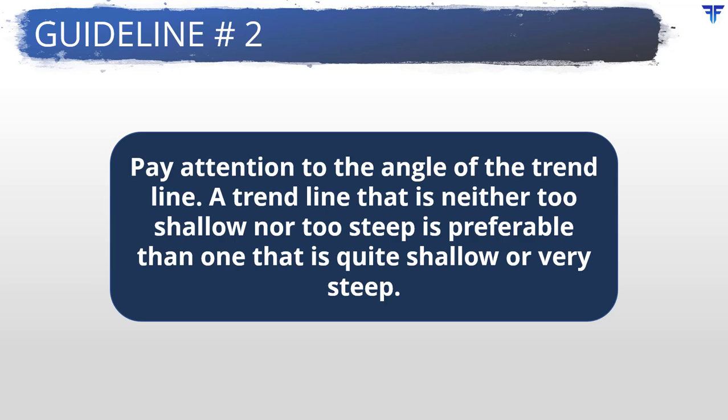The angle of the trend line is important. Preferably, an ideal trend line is the one that is neither too shallow nor too steep. If a trend line is too shallow, its validity, when broken, is questionable. On the other hand, if a trend line is too steep, it will break sooner or later. Also, when a steep trend line is broken, it usually indicates a consolidation rather than a reversal.